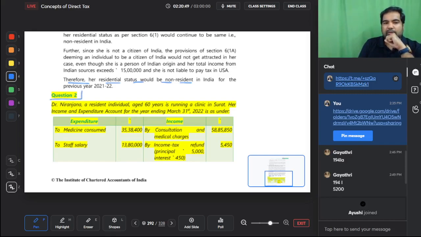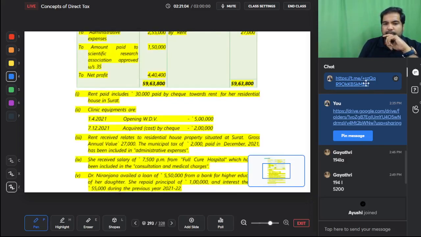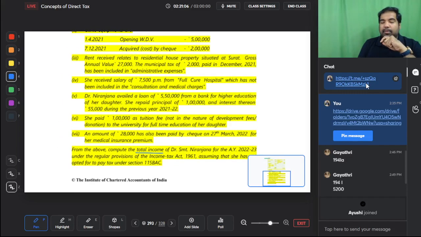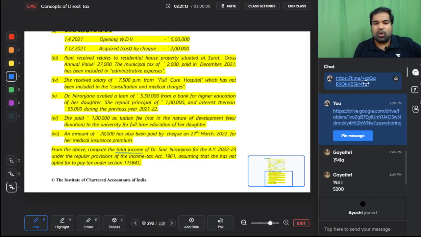Now looking at the second question, over to you all. First, see the question, guys. This is exactly how an exam question is asked. There is an expenditure account, there is an income account. There is a person and they will ask you to compute total income. Basically that means residential status, the 5 heads of income under the regular provisions, assuming that she has not opted for 115BAC. You're only required to calculate total income, not her tax payable.